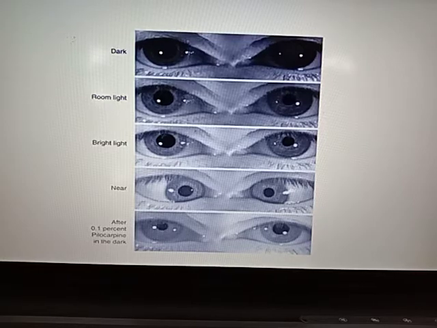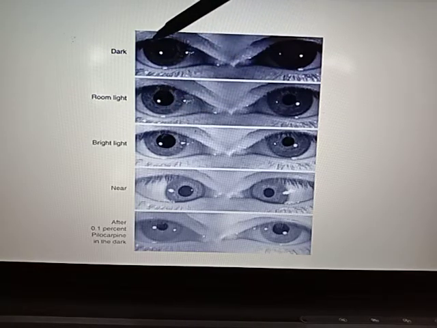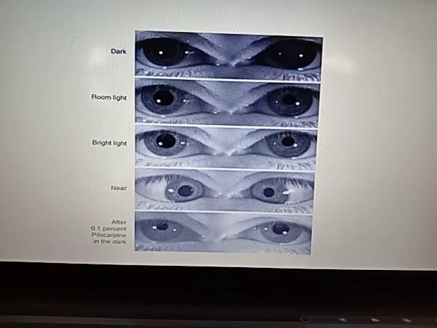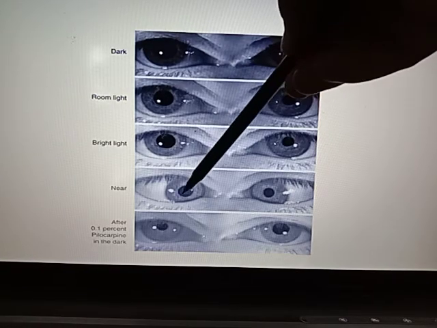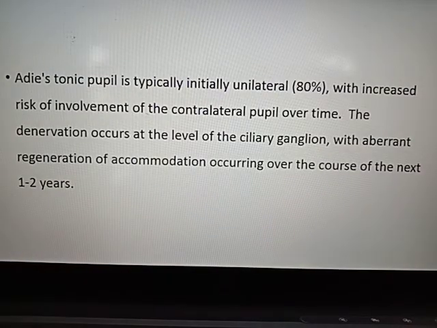But in Adie's pupil, this dilated pupil is constant. It does not react to light. And in case of near vision, as you all know, the eyeball projects medially and there is constriction of the pupil, but again there is less constriction of this pupil. It is known as the Adie tonic pupil.